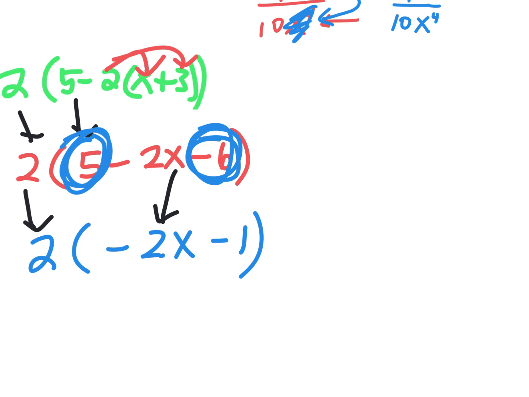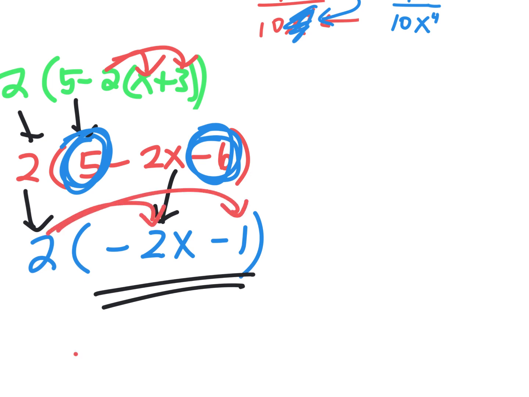And then, what can I do in there? I can't do anything. They're not like terms. I can't put them together. So I can multiply this out, though. Your final answer is -4x minus 2. Okay. It's the little things in math that get you in the middle of a hard problem.